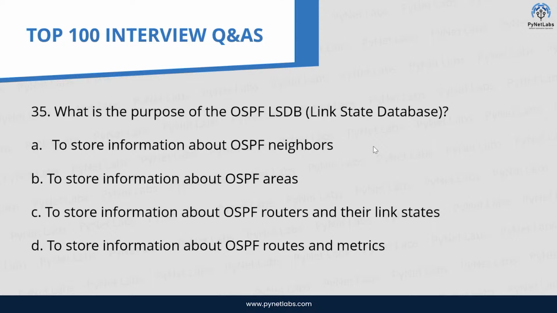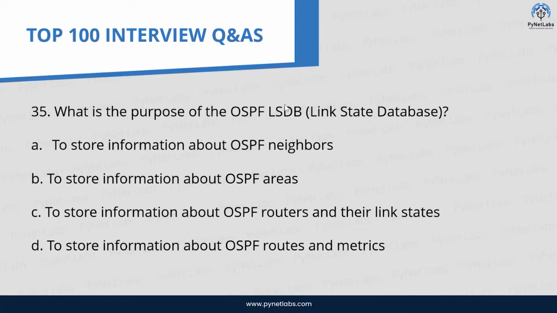So over here, the first option says that it is going to store the information for OSPF neighbors. No, not correct, because if you are checking the neighborship status, you just need to verify the neighbor table, not the link state database. Now, what's the second option? To store the information about OSPF areas. Maybe we can say this point is correct. But also let's see the third point, to store information about OSPF routers and their link state advertisements. The fourth option says to store the information about OSPF routes and metric.